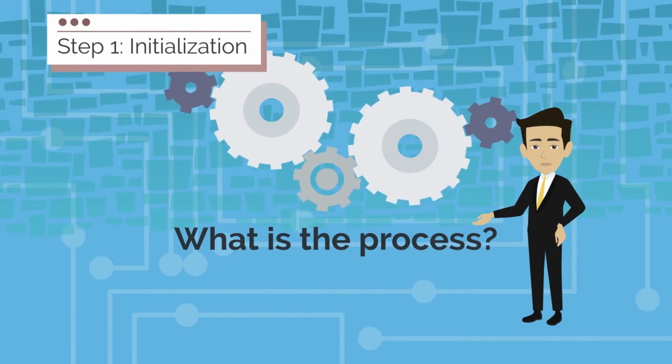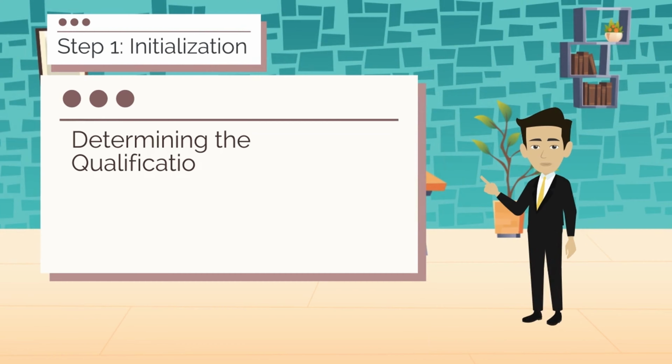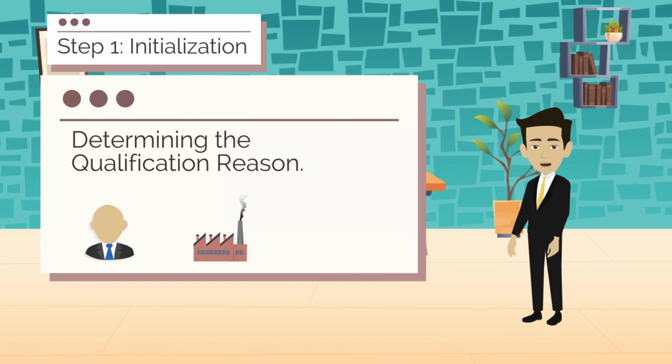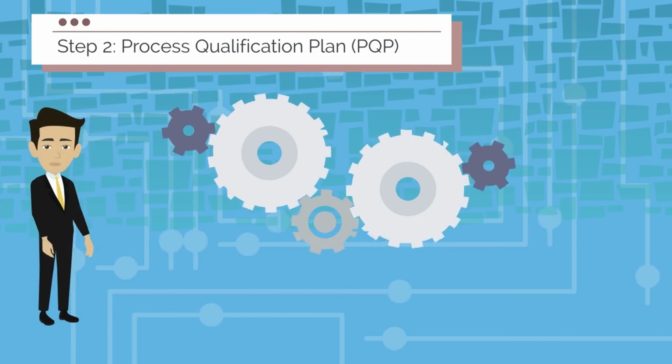Step 1. Initialization. This is the starting point, determining the qualification reason, such as new supplier, new manufacturing location, or design changes. Step 2. Process Qualification Plan, PQP.